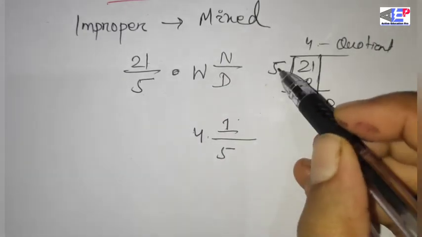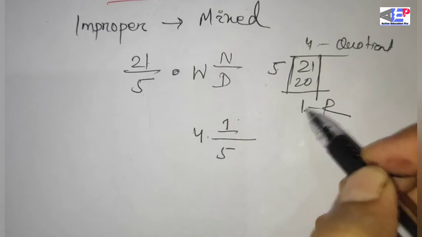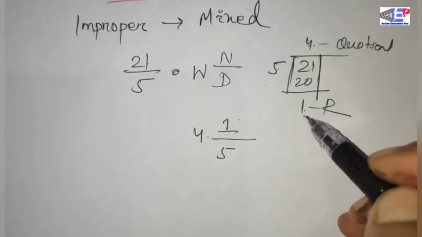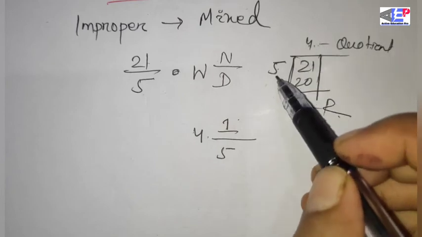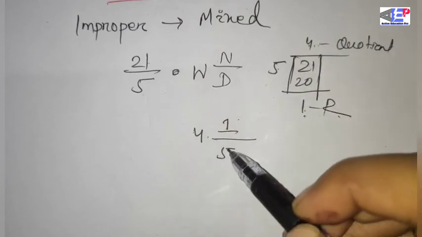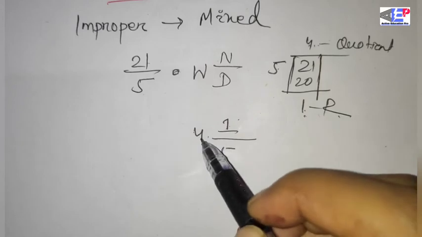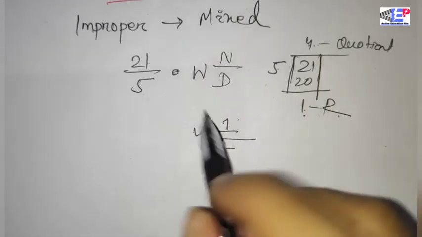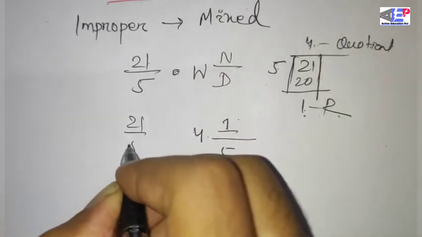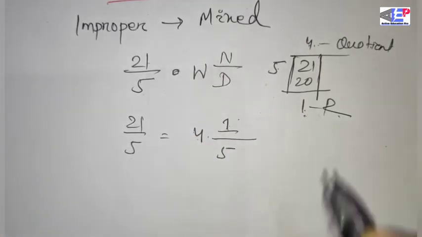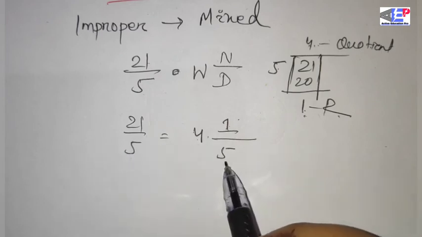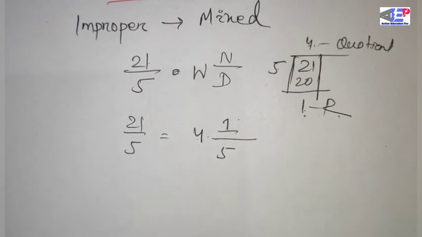Here 5, 4, 1: these are the three parts of this division. 4 is the quotient, 1 is the remainder and 5 is the divisor. So 21/5 is equal to 4 1/5. Here this improper fraction is equal to this mixed fraction 4 1/5.